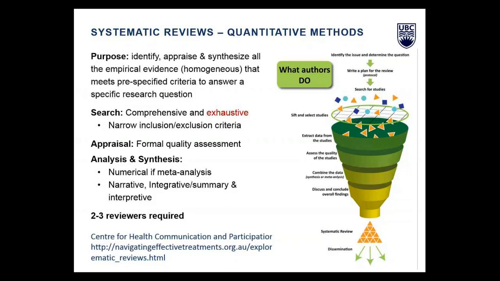So the synthesis is numerical if it's a meta-analysis. So if included in your review you have studies where you can pool the data, then you end up with one statistic that summarizes all of the studies, whether that be an effect size, whatnot, with confidence intervals. So it's a summary and pooling of the results of the studies that are included in the review. If you can't summarize in a statistic, then it's a narrative summary. So you'll see those summary tables of the results of the studies. One thing that makes a difference whether or not you can do a meta-analysis is how homogeneous the studies are that you're looking at. Right. And then of importance, again, is that you need two or three reviewers, right?